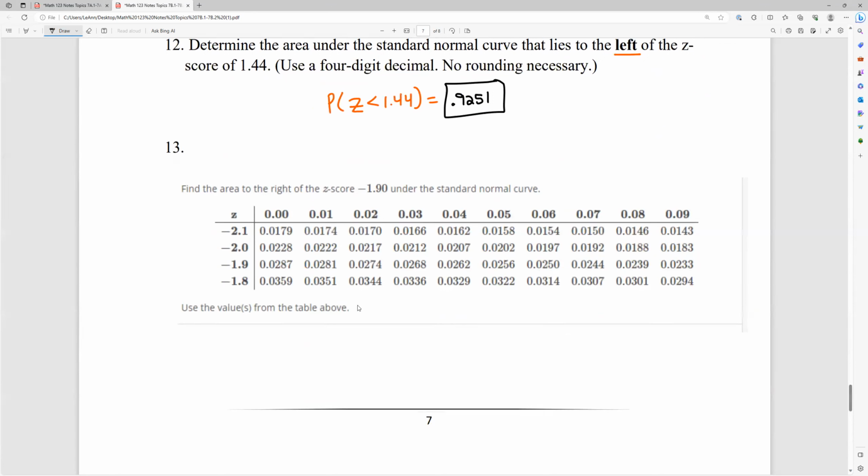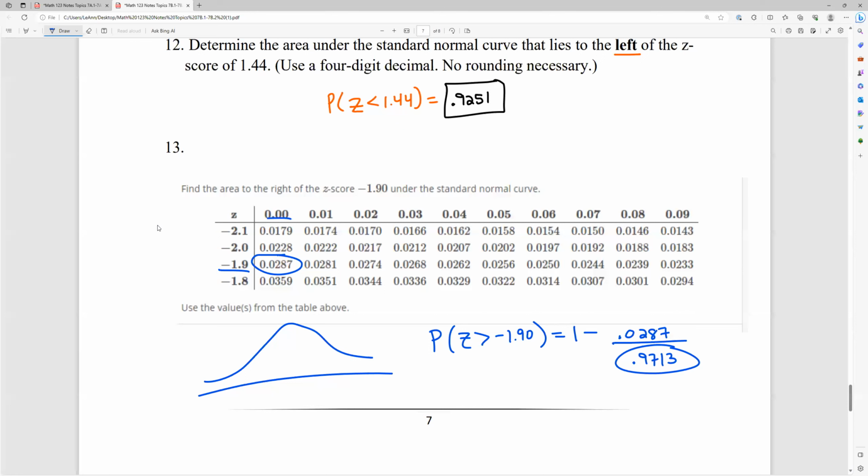It says find the area to the right of z-score negative 1.9. So again, we're doing to the right. So probability of z being greater than negative 1.90. That's going to be 1 minus the probability that we were less than. So that's what we get from the table. So negative 1.9 and then a 0, that's this. So that is minus 0.0287. So 1 minus 0.0287 is 0.9713. Now let's think about this for a second.